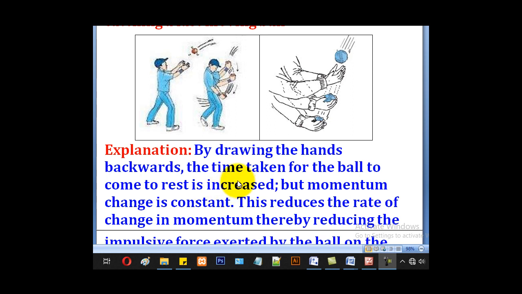Because the change in momentum is equal to mv minus mu. So v will remain 0 and u remains constant, as it remains the initial speed with which this ball reached the hand here, and at this point is the final velocity, which is 0. Now the ball is at rest. So the change in momentum will be constant, but the time taken will increase. I think you can see from here, the time taken for the ball to go from here up to here will be higher.